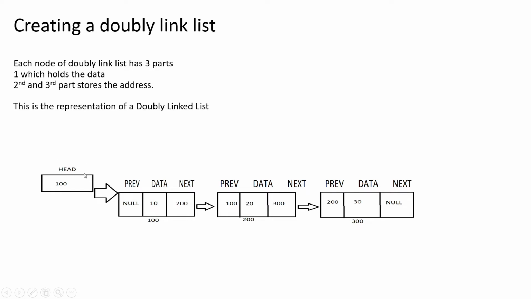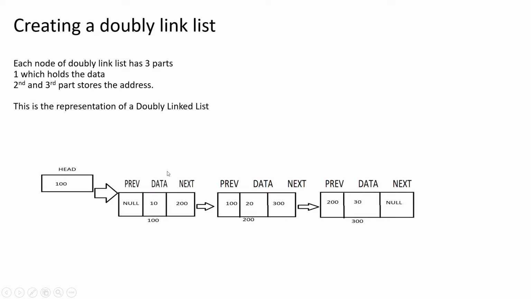We have a head node which is storing the address of the first node. The first node has been assigned an address of 100, the second node has been assigned an address of 200, and the third has an address of 300. So the head node storing the address of the first node means that it is pointing to the first node, making the first node the head node.